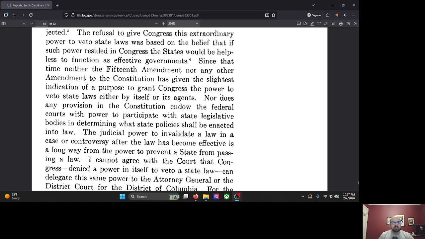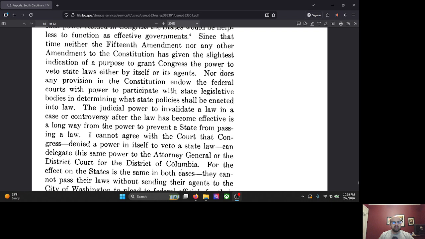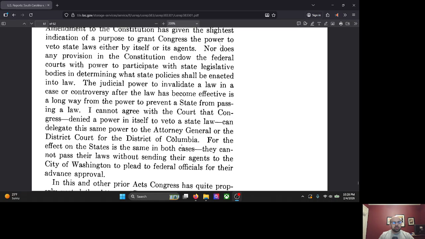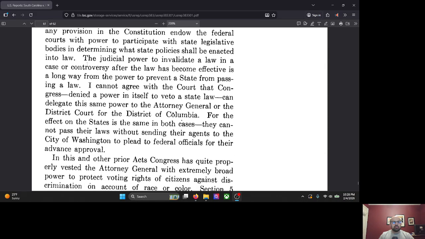Since that time, neither the 15th Amendment nor any other amendment to the Constitution has given the slightest indication of a purpose to grant Congress the power to veto state laws either by itself or its agents. Nor does any provision in the Constitution endow the federal courts with power to participate with state legislative bodies in determining what state policies shall be enacted into law. The judicial power to invalidate a law in a case or controversy after the law has become effective is a long way from the power to prevent a state from passing a law.